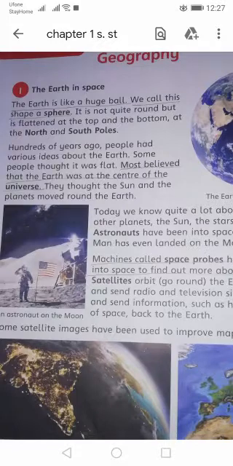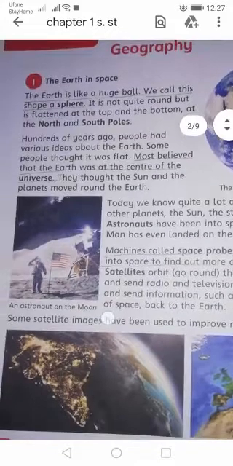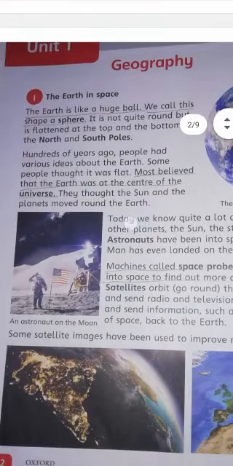In this, it is being told that Earth is like a huge ball and its shape is called a sphere. Means Earth की shape को हम कहते हैं sphere. It's not quite round, but it is flattened at the top and the bottom, at the North and South Pole. North and South Pole पे ये flattened है.